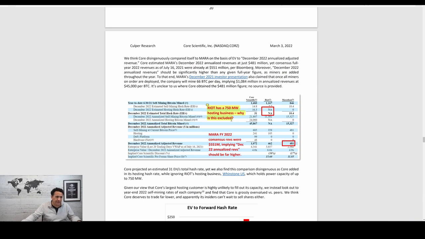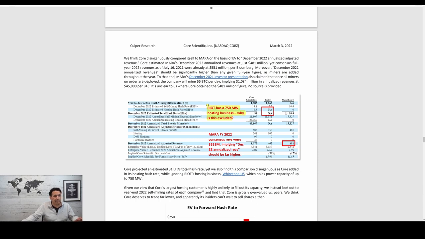Riot does not have a 750 megawatt hosting business. The hosting business is closer to 200 megawatts. The rest of it is their own self-mining operations, which are still currently being built out. They didn't exclude it. They said not available because Riot does not and has not published what their revenues are from their hosting business. So it's not available.